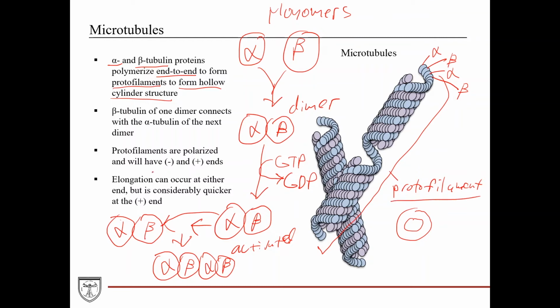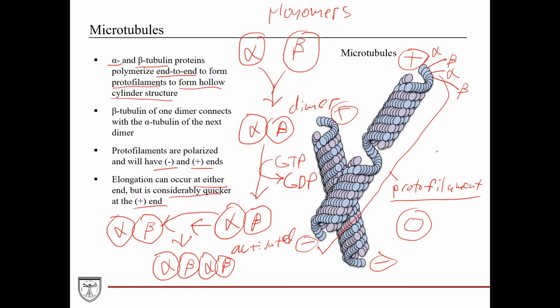Protofilaments are polarized, so they'll have a negative and a positive end. So we'll say this is the positive end here, we'll say this is the negative end here, same thing here. We'll say for this one, this is a separate protofilament, that's a positive end here, negative end here. And elongation can actually occur at either of these ends. So it can occur at the positive or the negative end, but it's considerably quicker at the positive end.